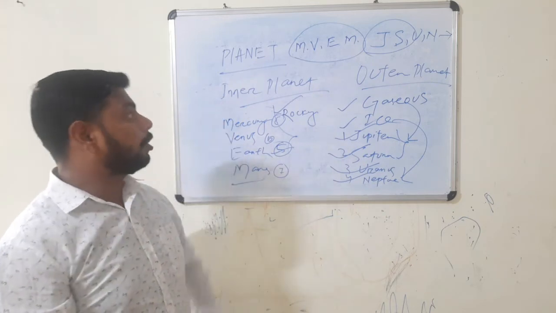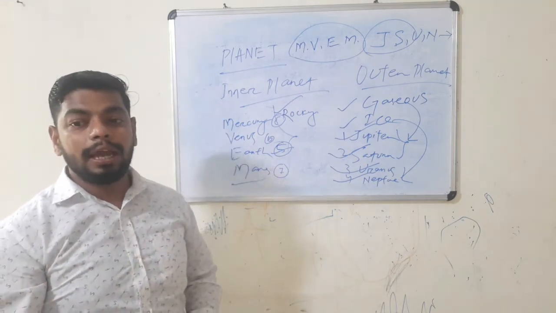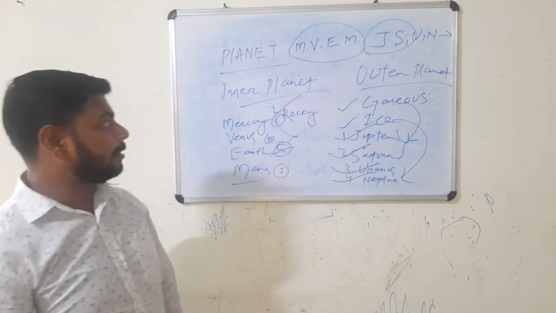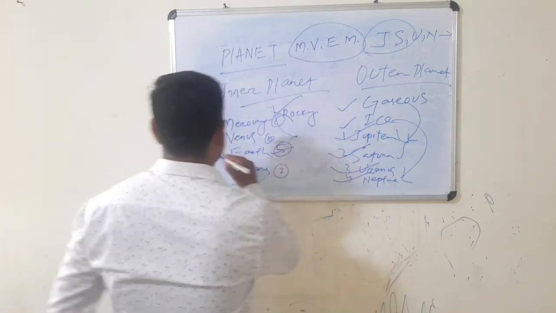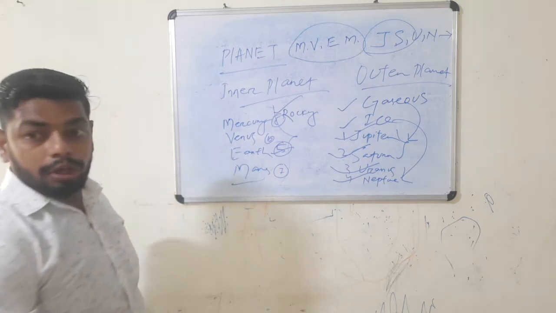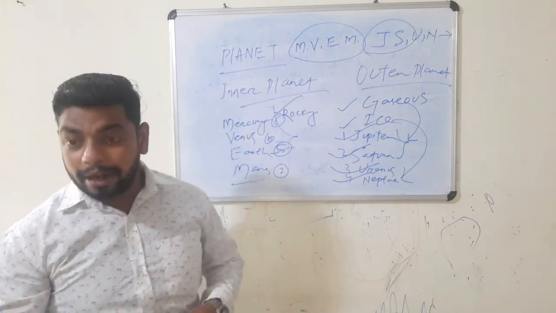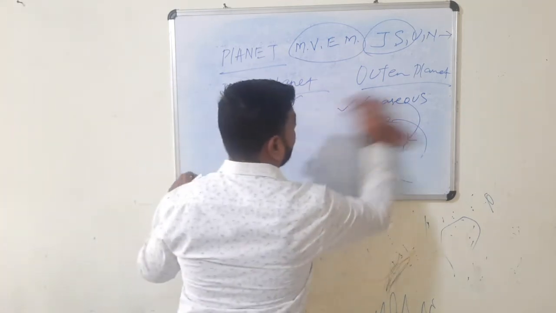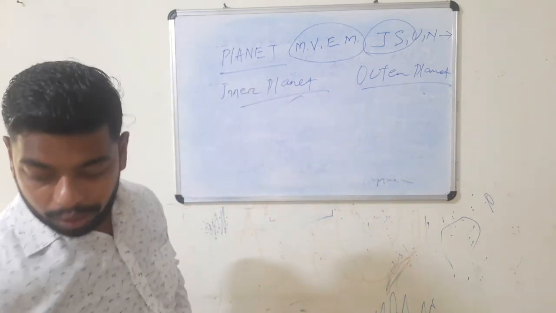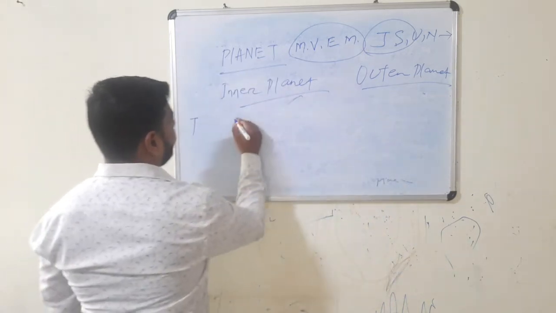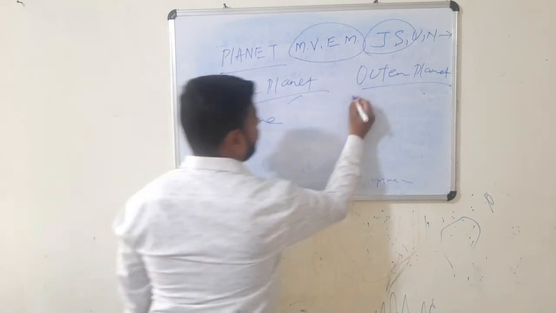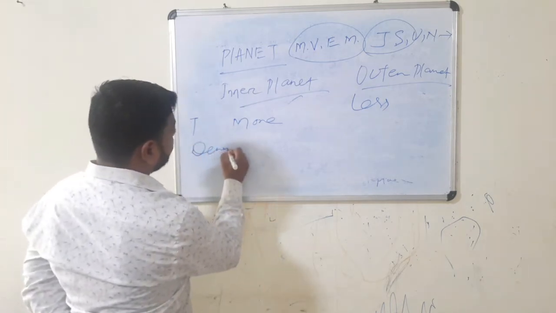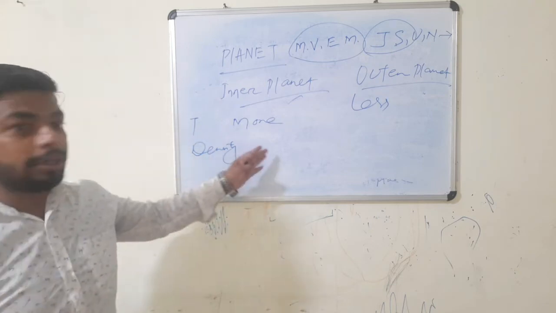Next, the inner planets are also called terrestrial planets. The outer planets are called gaseous planets. The temperature of inner planets is more. But the temperature of outer planets is less. The density of inner planets is more.